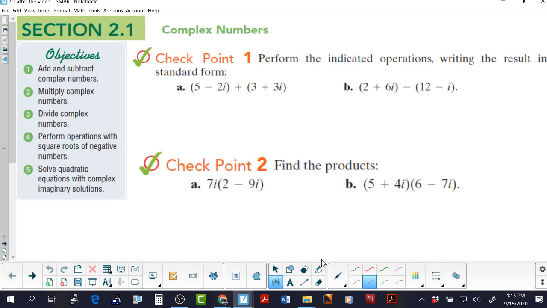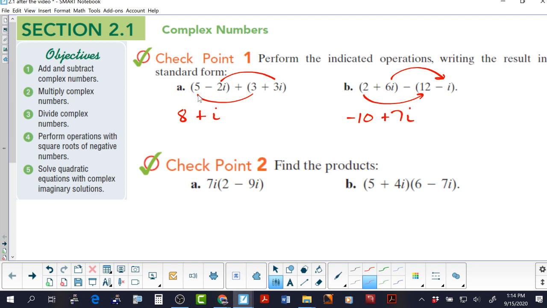This is section 2.1 on complex numbers. Checkpoint 1, perform the indicated operations, writing the result in standard form. So let's add the real parts, and we add the imaginary parts. Let's subtract the real parts, and subtract the imaginary. So 6 minus -1 is 7i.